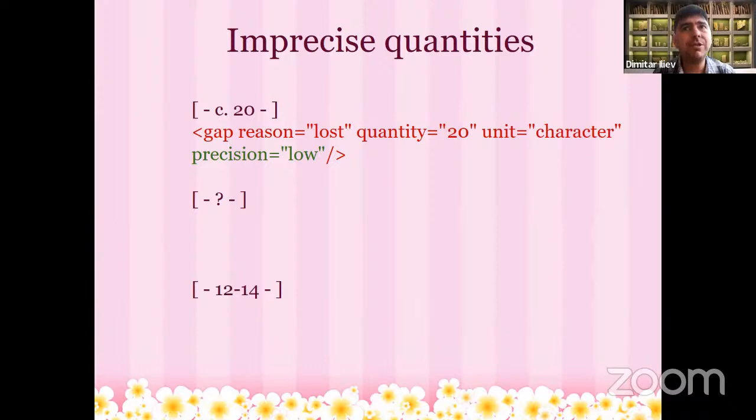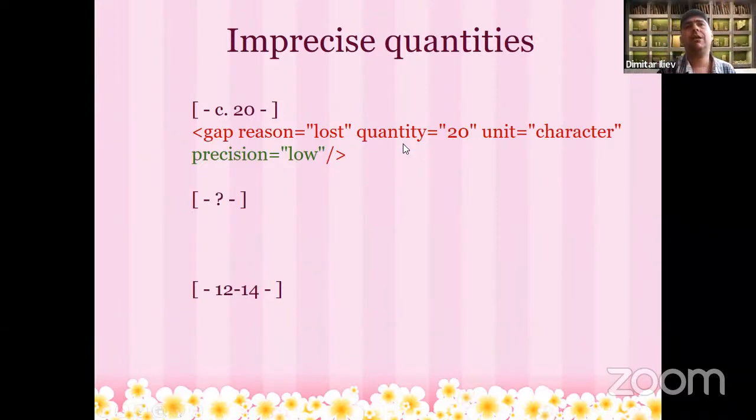So we say gap reason lost, quantity 20, unit character, and we add the additional attribute precision low. Or we can have, of course, gap reason lost, quantity 1, unit line, because it works as well with characters as with lines, and we have precision low. We don't know if one line from the end of the inscription is missing, or there were more lines missing. For example, the inscription is damaged from below, and we think that it is only a part of the end which is missing, but we cannot be completely sure.